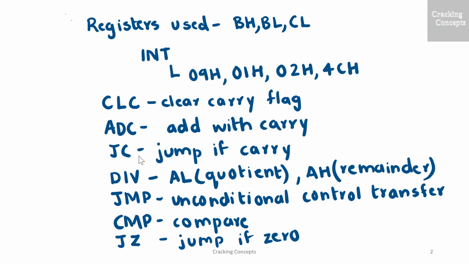JC stands for jump if carry flag is set, and DIV is unsigned division, where the quotient will be stored in register AL and the remainder in AH after the division operation. JMP for unconditional control transfer, and CMP for comparing values. JZ is jump if the zero flag is set. Now let's see the code.